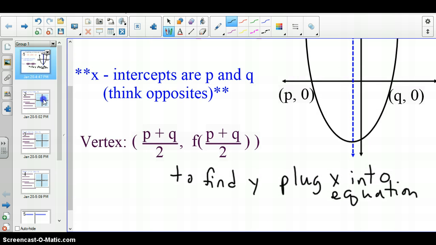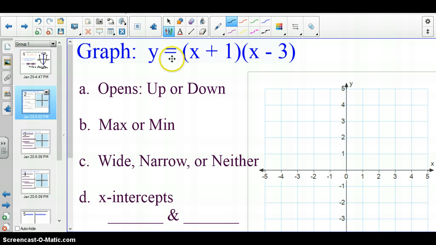So let's look at our first example. We need to graph this quadratic equation. It is in factored form. There are two sets of parentheses. First, we're going to answer some of these questions.